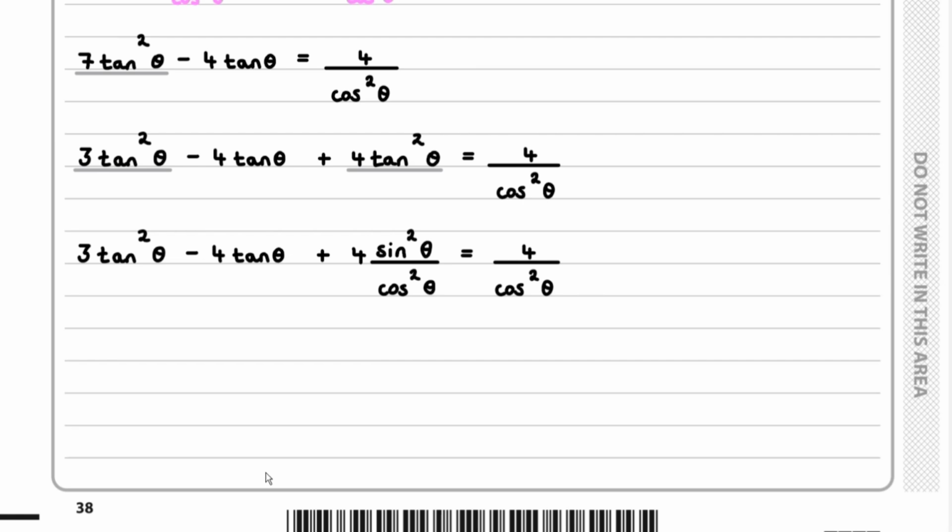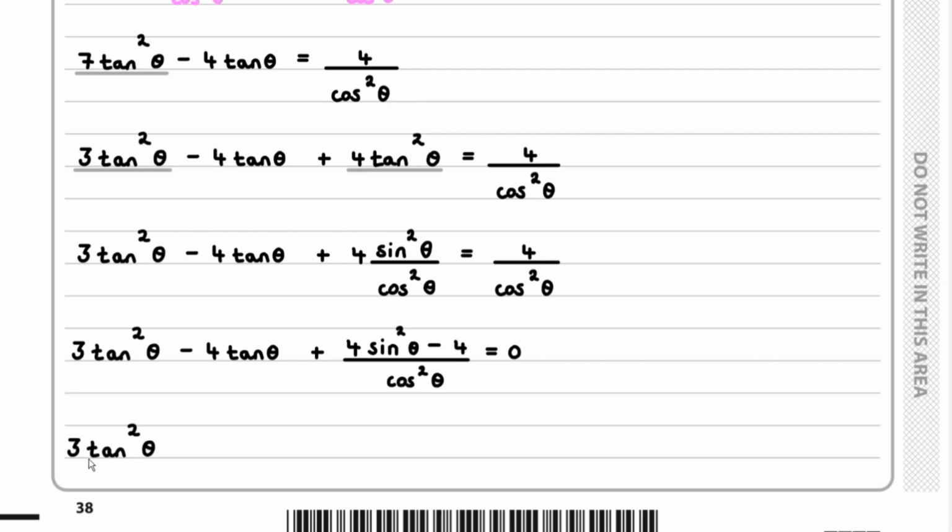So now let's make the right hand side equal to 0, and for this we would have to subtract from both sides 4 over cos squared theta. So I have 3 tan squared theta, subtract 4 tan theta, plus 4 sine squared theta, subtract 4, all over cos squared theta, and this is equal to 0. So we have 3 tan squared theta, subtract 4 tan theta, and for this term we can factorise out a 4, and inside the bracket we would have sine squared theta subtract 1, and then we divide this by cos squared theta, and this is equal to 0.